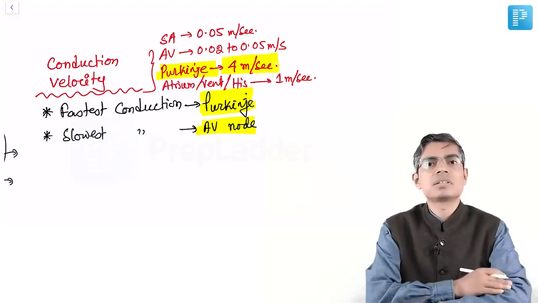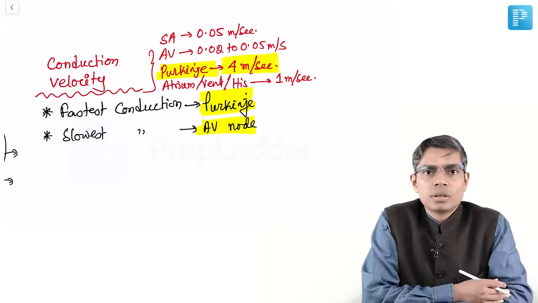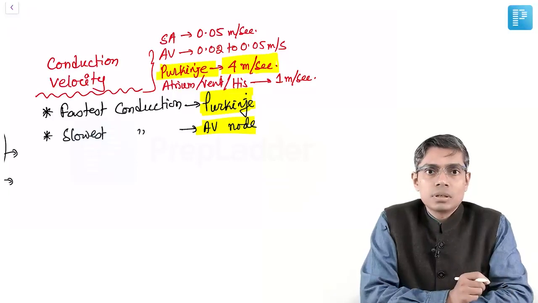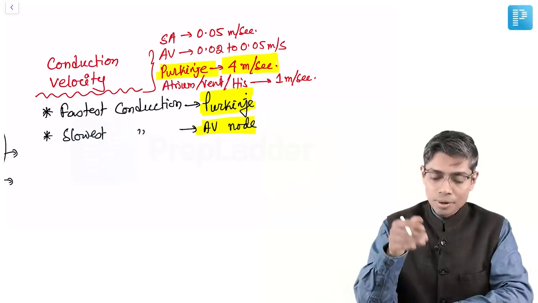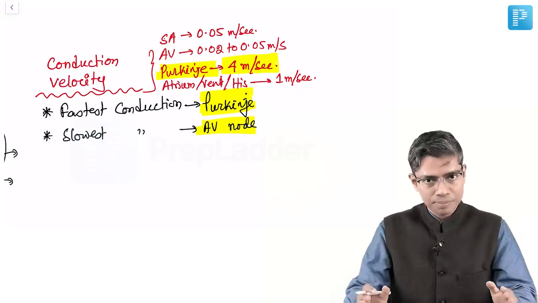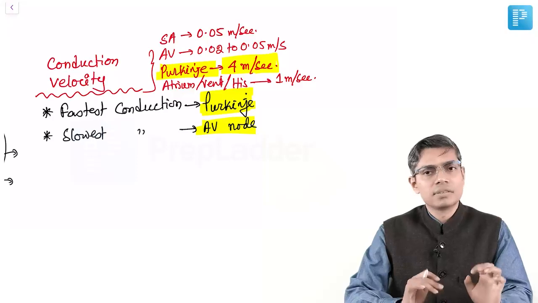Could you compare this conduction velocity with the neuronal conduction velocity, like a motor neuron? Could you recall our previous discussion? Motor neuron has a conduction velocity of 70 to 120 meter per second. So in comparison to the neuron, this conduction velocity is very low. But within the heart, this is the fastest conduction velocity.